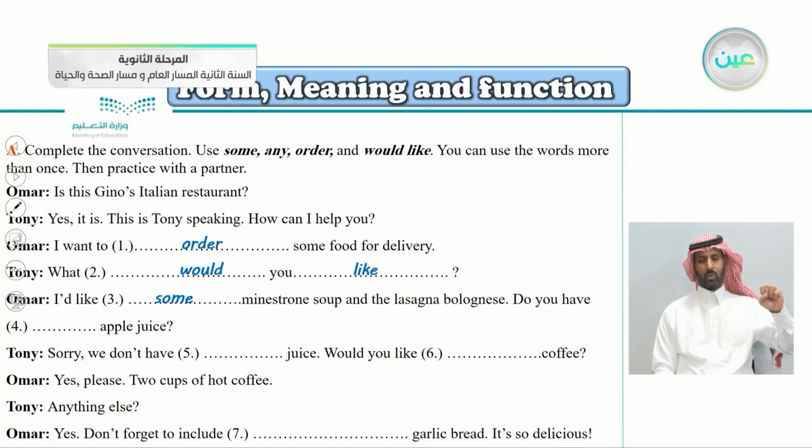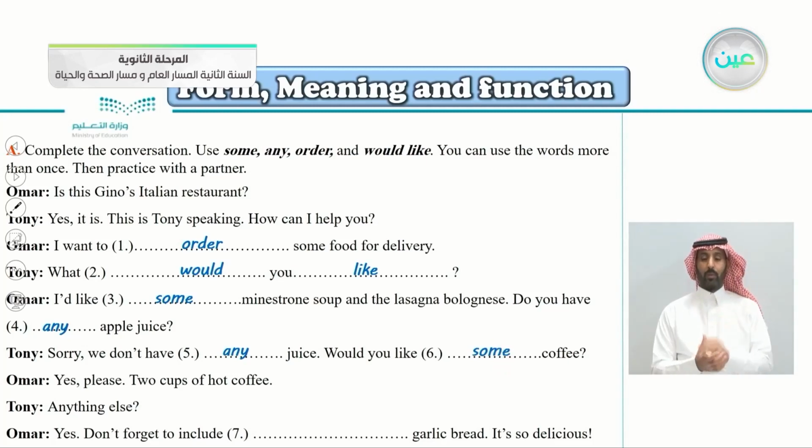Do you have apple juice? This is a question. So do we put some here? Of course not. We use any, because any comes with questions and negative forms. Tony: Sorry, we don't have juice. We don't. This is negative. So very good. Of course, it's any again. Would you like coffee? This is a question, but it's also an offer. He's offering coffee. So would you like some coffee? Very good. If the question is an offer, we use some.